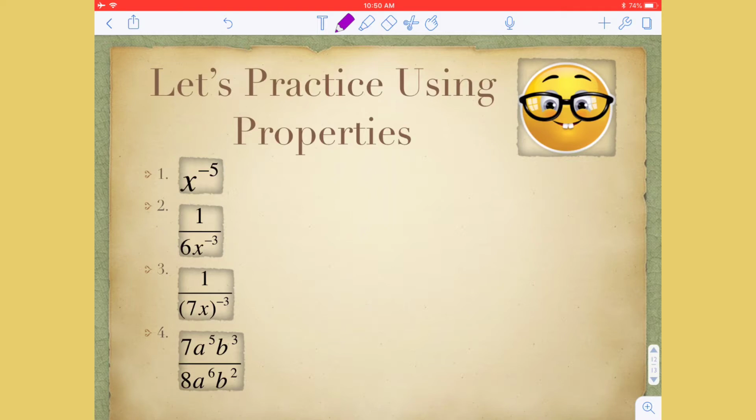Looking at my first practice problem, this is not considered to be in simplest form because I have a negative exponent. So I'm going to go ahead and correct that, and it is going to be 1 over x to the 5th power.